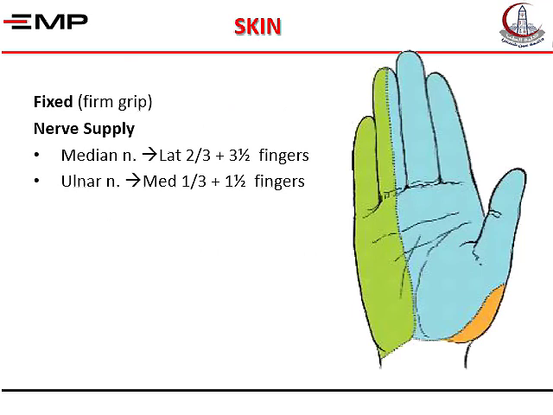The skin of the palm of the hand is characterized by being firmly adherent to the underlying superficial fascia, preventing its rolling. This helps in making the grip of the hand as firm as possible. The nerve supply of the skin is by the median nerve on the lateral 2/3 of the palm and the lateral 3.5 fingers, and the ulnar nerve on the medial 1/3 of the palm and the medial 1.5 fingers.